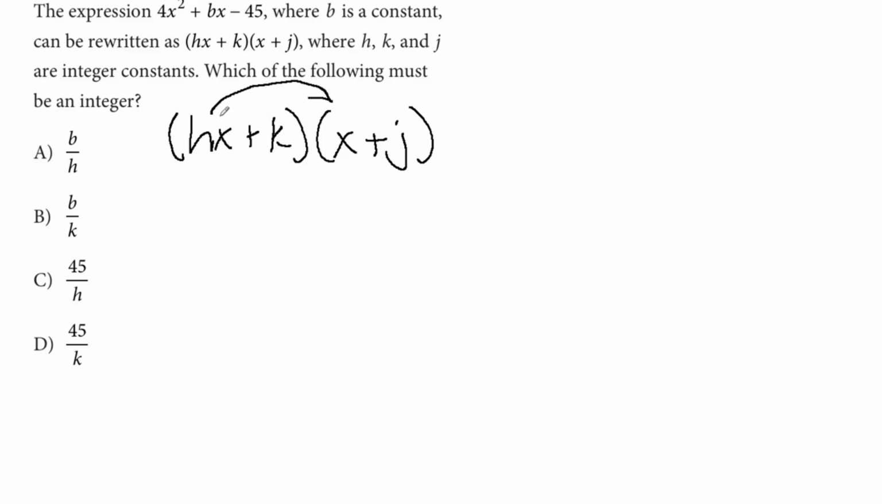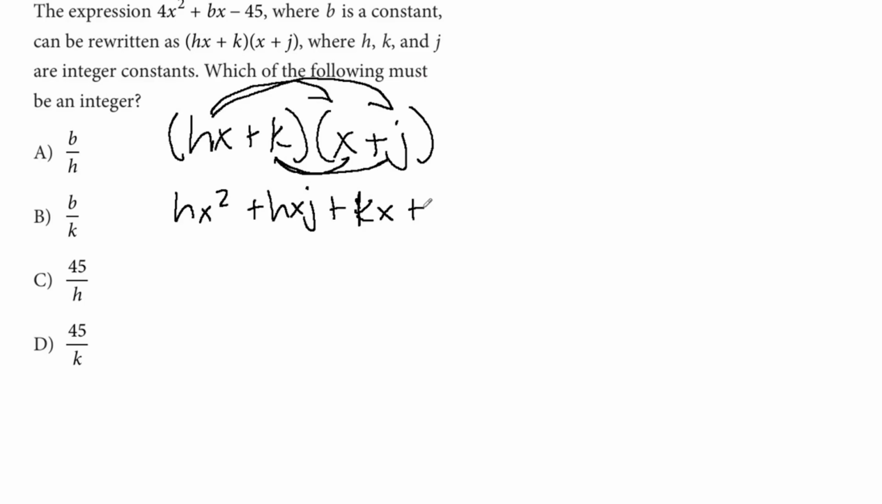So FOIL, we're going to do this and this first. hx times x is going to give us hx squared. hx times j is going to give us hxj, so plus hxj. Then we're going to do k times x and then k times j. k times x is going to be kx. And then k times j, kj. So this is just rewritten. And again, this whole thing here is equivalent to this expression here.